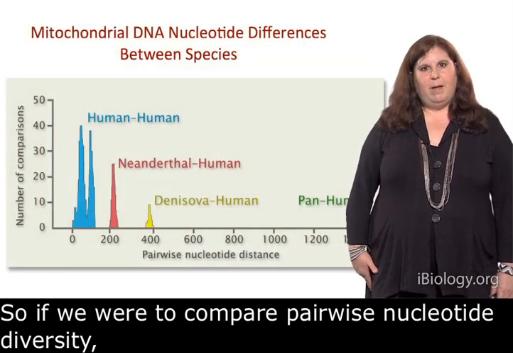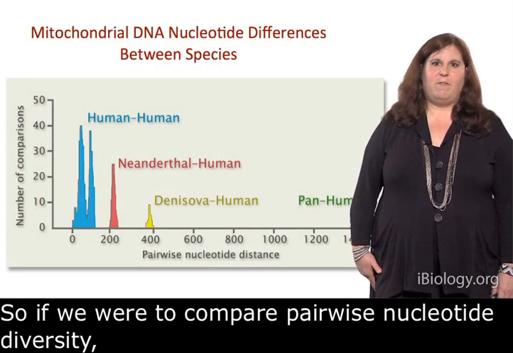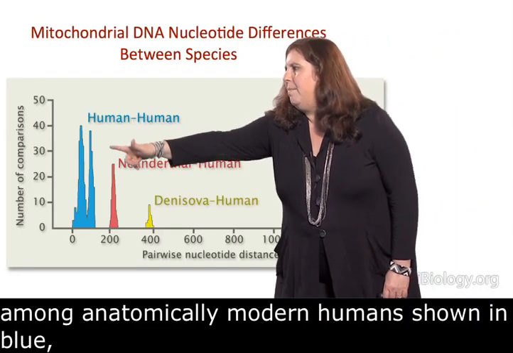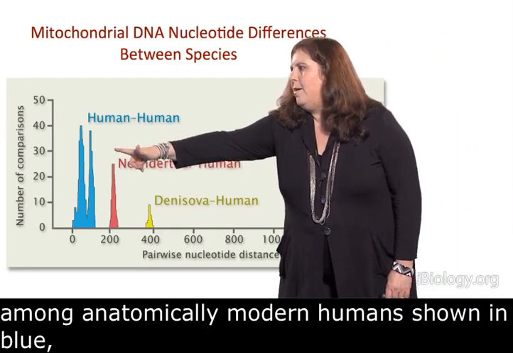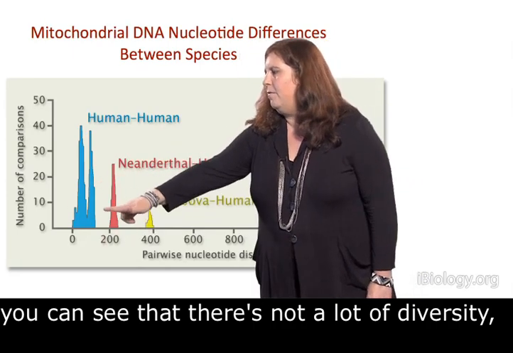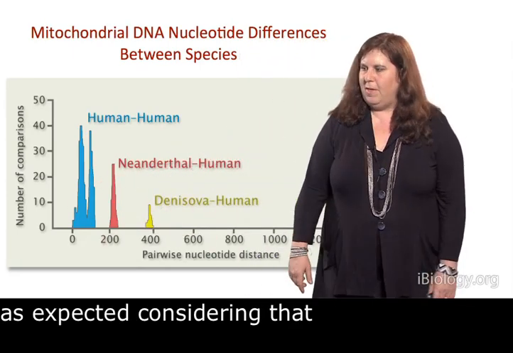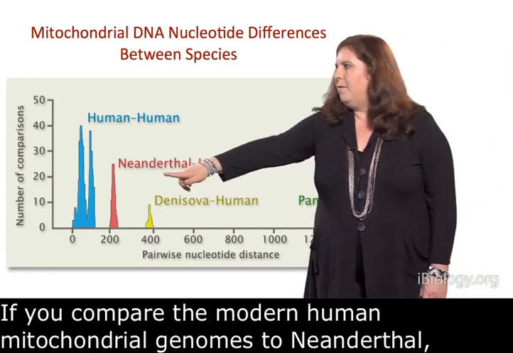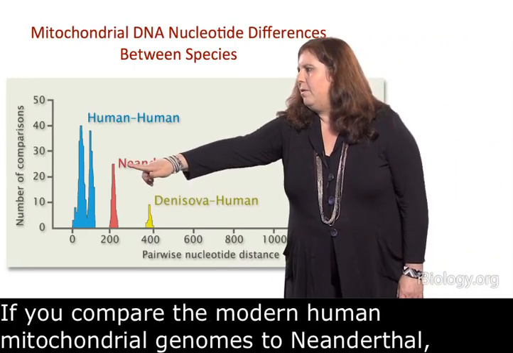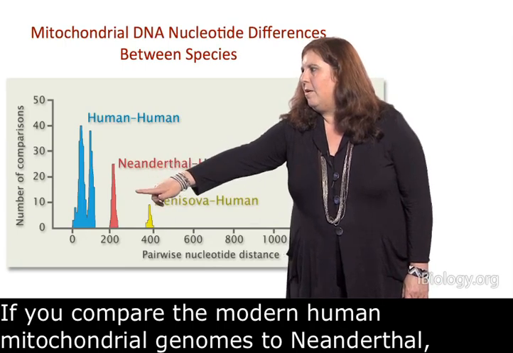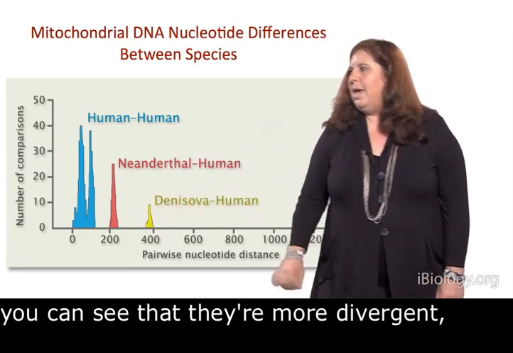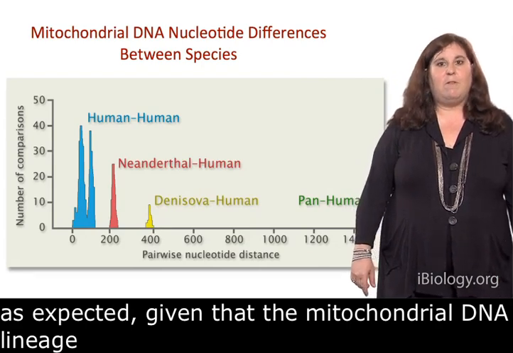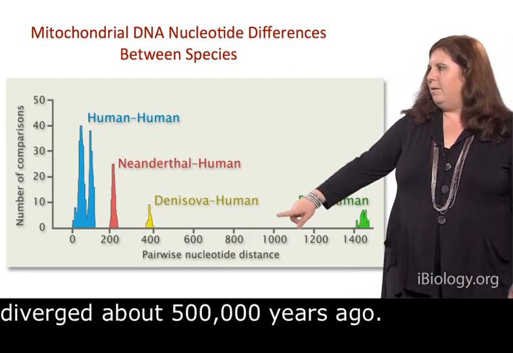So if we were to compare pairwise nucleotide diversity, for example, among anatomically modern humans, shown in blue, you can see that there's not a lot of diversity, as expected, considering that we all have a very recent common ancestry. If you compare the modern human mitochondrial DNA genomes to Neanderthal, you can see that they're more divergent, as expected, given that the mitochondrial DNA lineage diverged about 500,000 years ago.